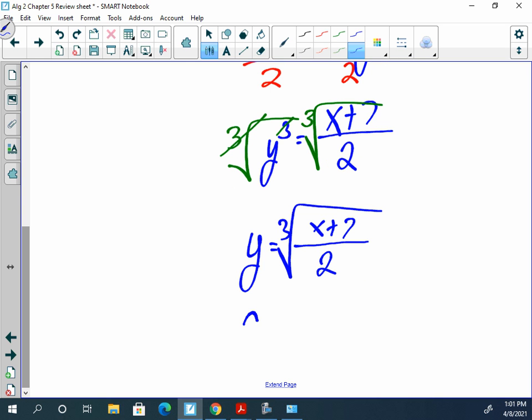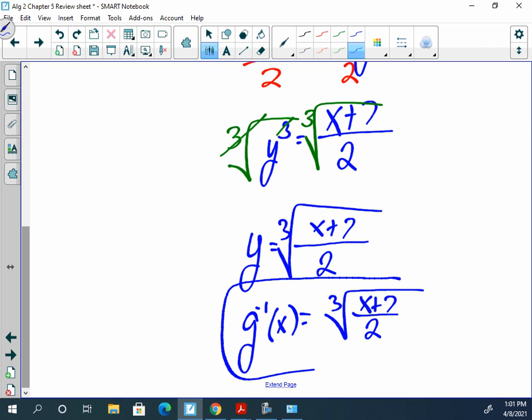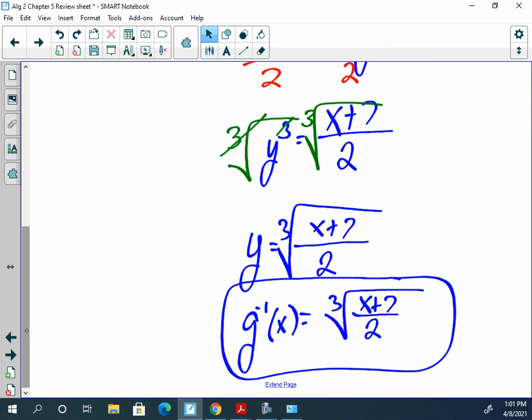Well, we would really want to write it as g inverse of x is equal to the cube root of x plus 7 over 2. And the reason we use g inverse of x is because we started out with g of x. So if this had been f of x at the start, our final one should have been f inverse of x. So we kind of keep with the same notation. Any questions on any of these here?